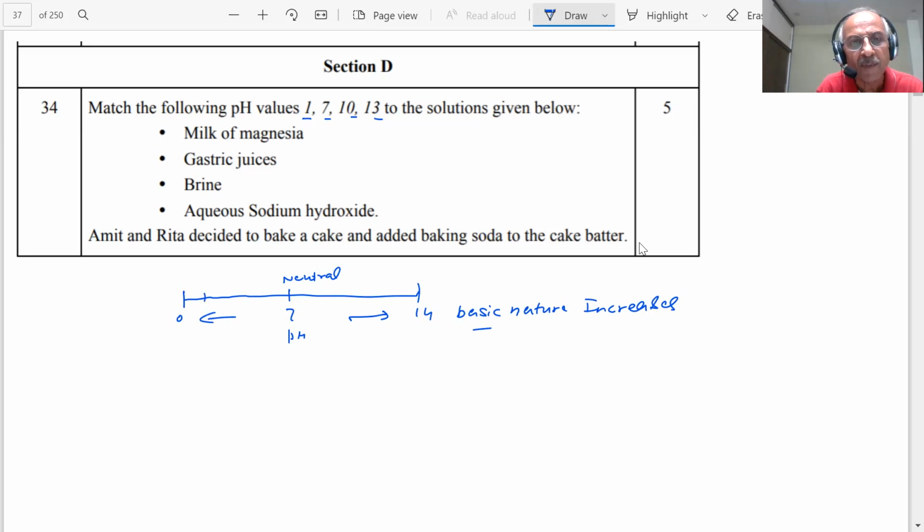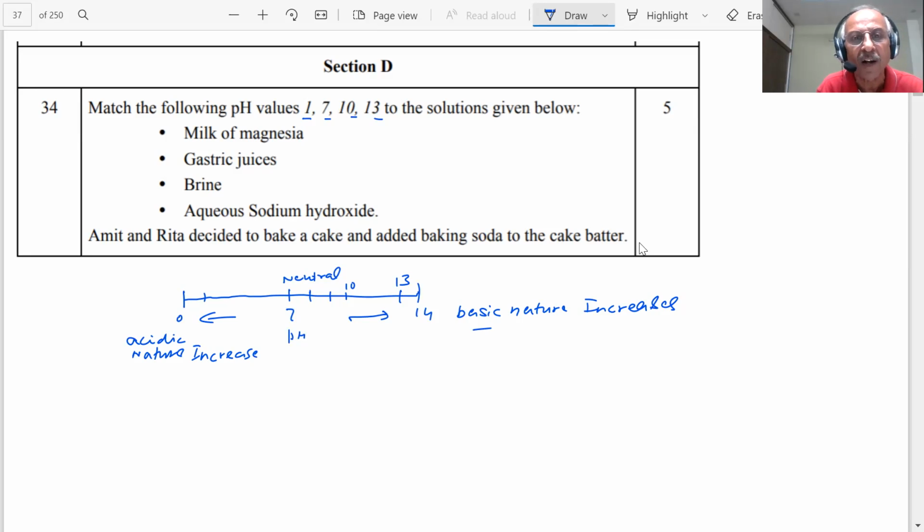This is 1. For example, this is 8, 9, and this is my 10, student. This is my 13. Here, as you go on the left hand side, the acidic nature increases. Acidic nature increases. You are aware of this. If you don't, please read the NCERT book. Now the question is, student, let us see one by one.